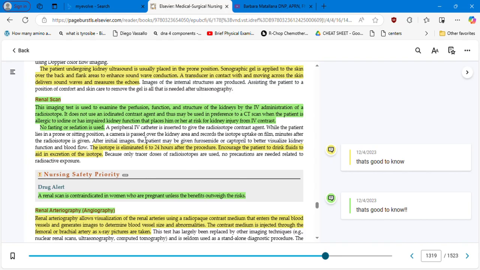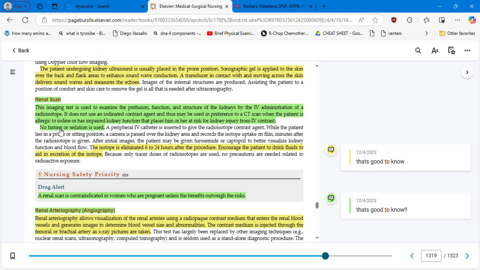This imaging test is used to examine the perfusion, function, and structure of the kidneys by the IV administration of a radioisotope. It does not use an iodinated contrast agent, and that's the most important. You need to differentiate between the MRI and the CT scan, right? The renal scan does not use an iodinated contrast agent and thus may be used in preference to a CT scan when the patient is allergic to iodine or has impaired kidney function that places him or her at risk for kidney injury from IV contrast.